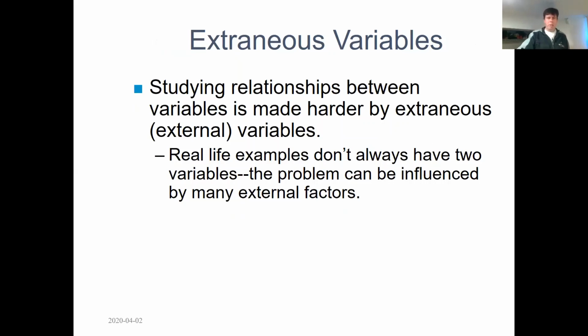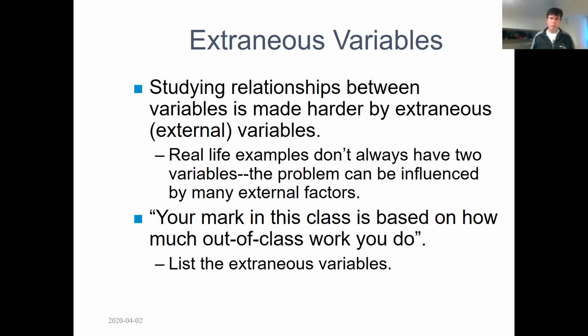In this case, when we have real life examples, we don't always have 2 variables. So the reality is that a correlation tests 2 variables at once. That's it. Equal to correl, first column of data, comma, second column of data, that's it. You can only test 2 at a time. So as a result, if I ask the question, your mark in this class is based on how much out of class work you do, your immediate reaction should be common cause. There is not one thing that impacts my math mark. There are many things. Then you list out all the extraneous variables.